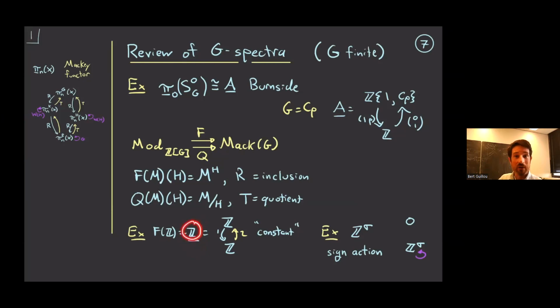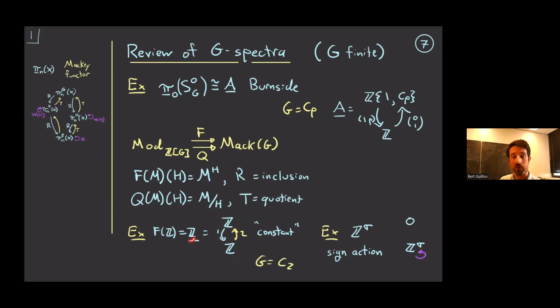So in particular, if we start with this trivial Z module, and here I should say I'm considering the group C2, in both of these examples down here. Then we have Z with a trivial C2 action, and so the fixed points is again just Z because there's nothing going on, and then the inclusion is the identity map. And in this case, I didn't tell you how the transfer is defined, but it turns out it's multiplication by 2 in this case. And so this is what's known as the constant Mackey functor.